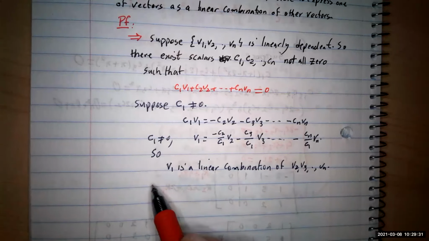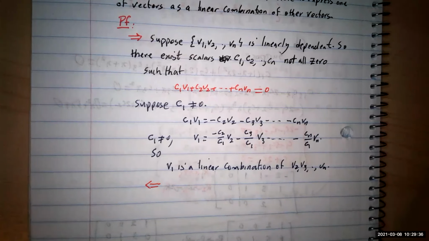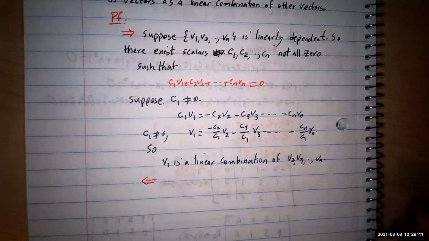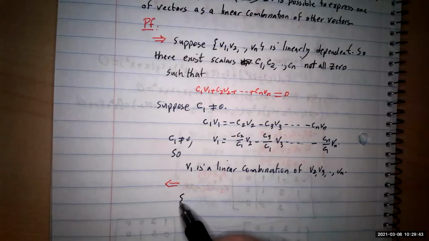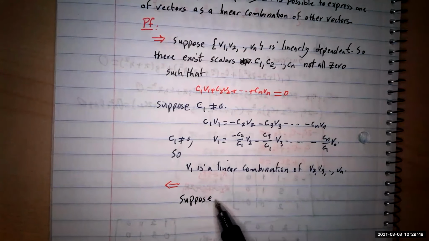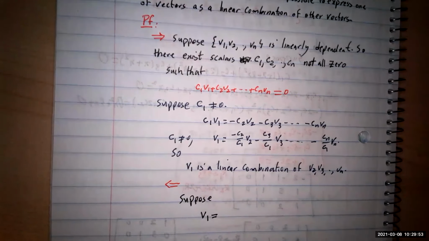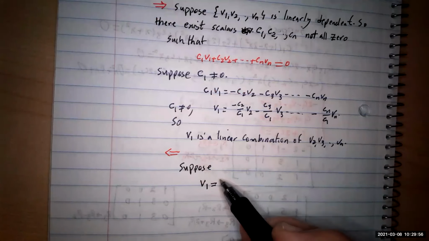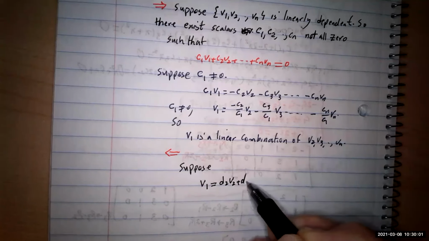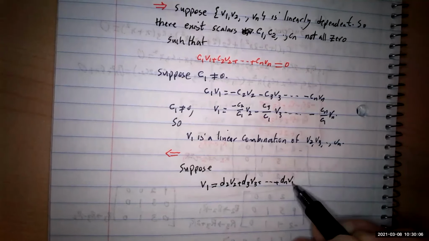Okay, the other way around is much easier. This means if one of these vectors is a linear combination of the other ones, just pick one. Suppose V1, if you like. Suppose V1 is equal to a linear combination of the other ones. You may call the scalars D2 V2, D3 V3, etc., up to Dn Vn.